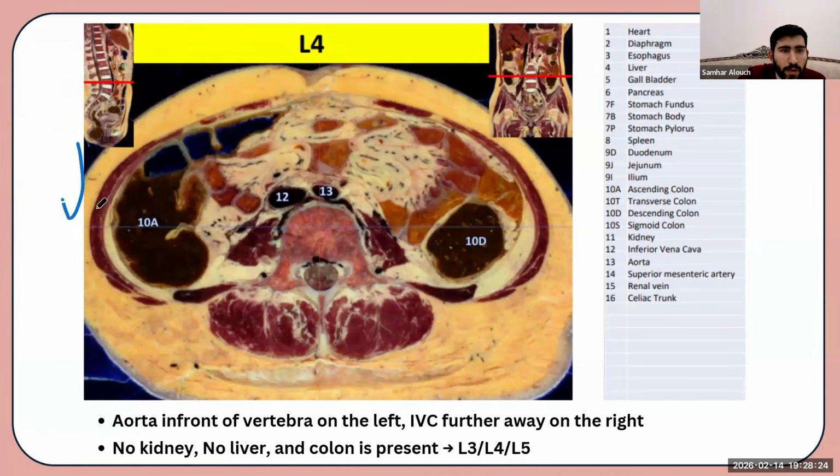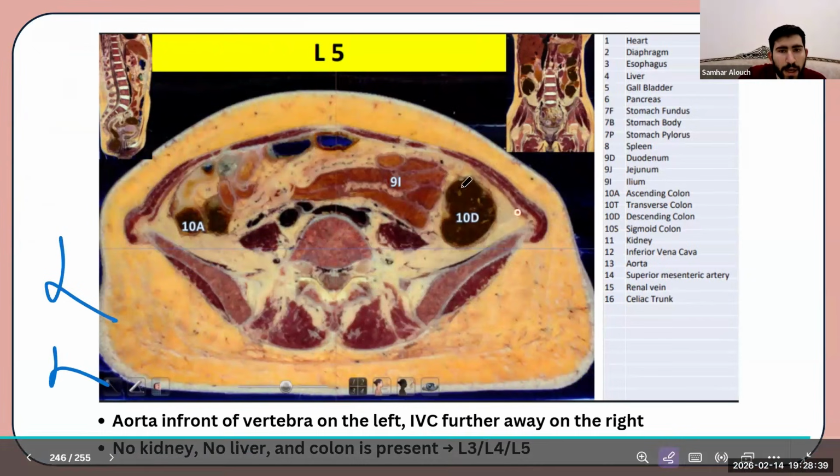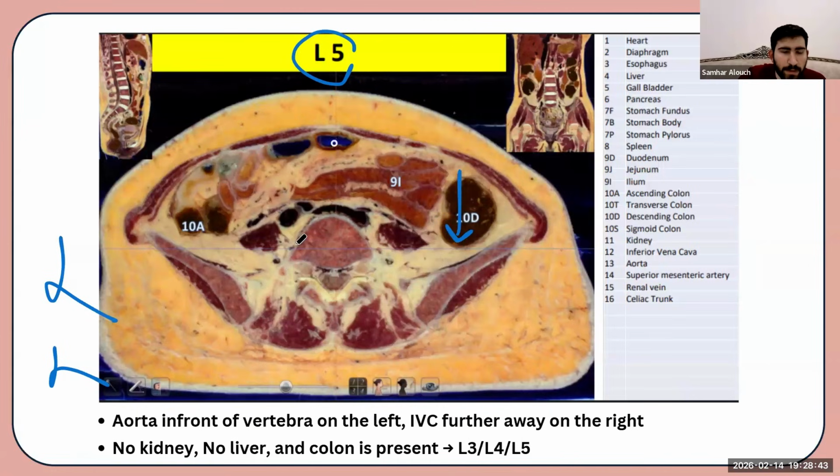Now, same thing. There is no kidney, no liver, and there is colon, then it's definitely either L3, L4, or L5. We have fewer colon. Here ascending, here descending only. So that's L4. So you don't really need to locate. Finally, we don't have a kidney, we don't have a liver, and we have very few colons. Then that's the last part, which is L5.